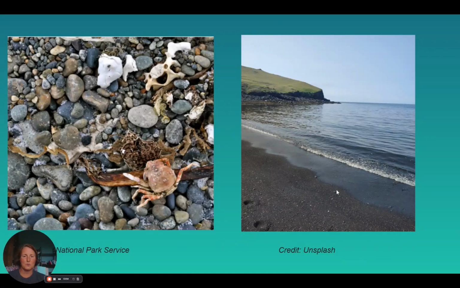And then what about this one? Clearly volcanic, right? We've got a beautiful black sand beach here, and that grain size looks pretty consistent. So I would call that well sorted again.